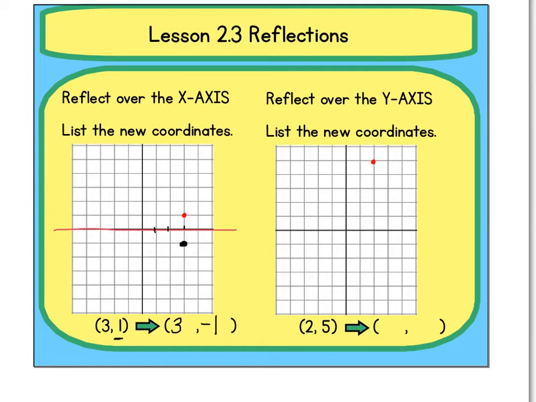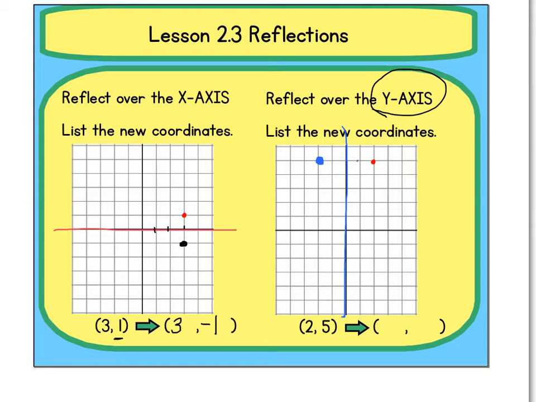The next one, I'm going to reflect over the y-axis. So I'm going to highlight my y-axis. I'm going to check and see how far away it is. It's 1, 2 units away. So 1, 2 units away. Here is my new point.